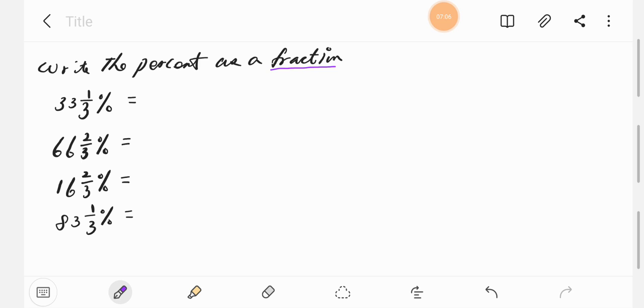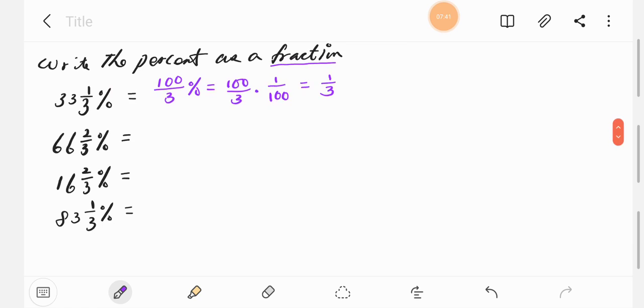First we need to convert this mixed number into an improper fraction. So 33 times 3 is 99, plus the numerator 1 is 100. So this is equal to 100 out of 3 percent. Then you can replace this percent with what? We want to write a fraction, so replace percent with 1 over 100. Then you can reduce, so it will be 1/3. So this percent is equivalent to 1/3.